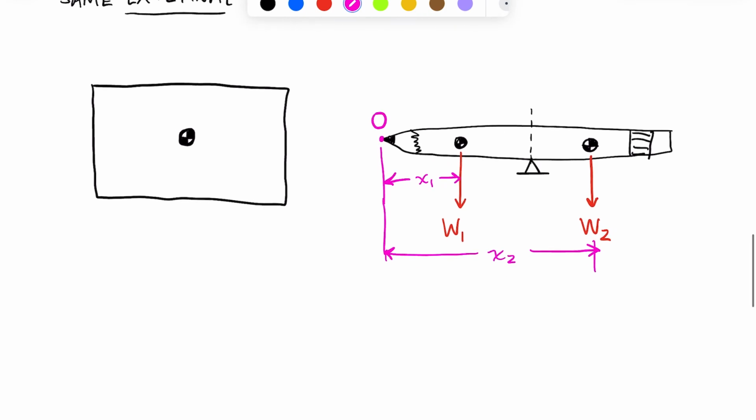Okay, then taking the sum of moments about O, they're both rotating clockwise about O, right? Weight 1 is rotating clockwise here. Weight 2 is still rotating clockwise, just with a bigger moment arm. And so both of them are going to be negative.